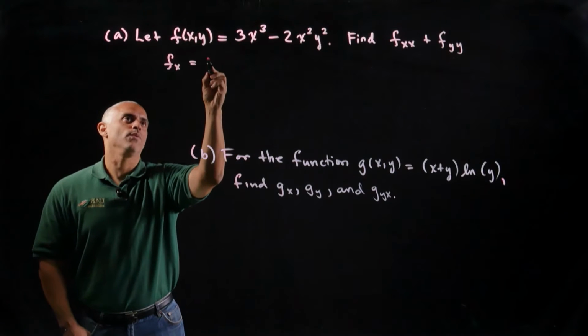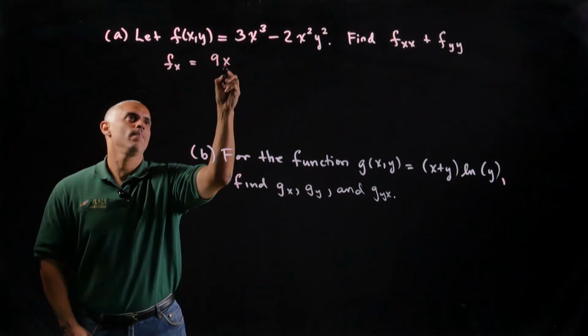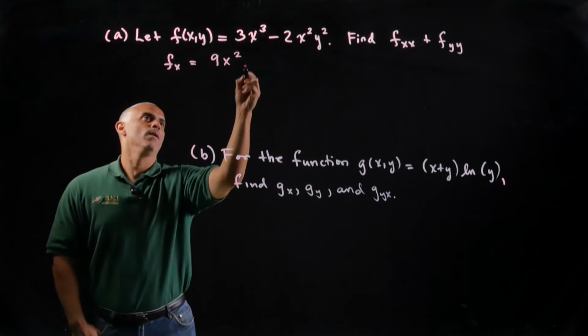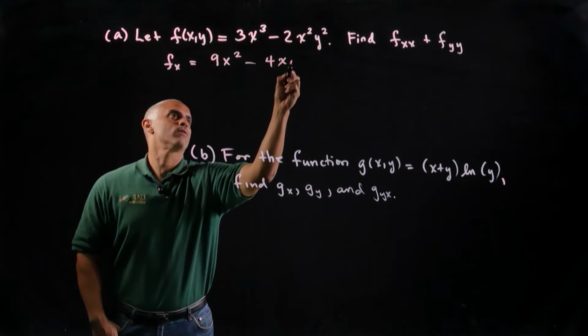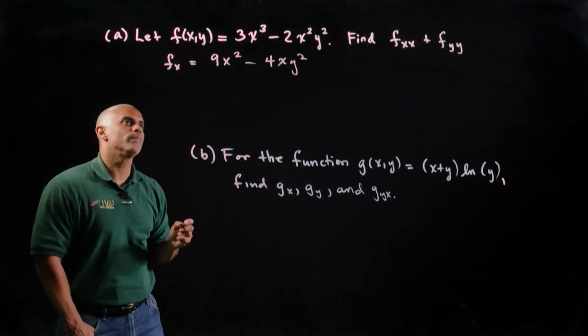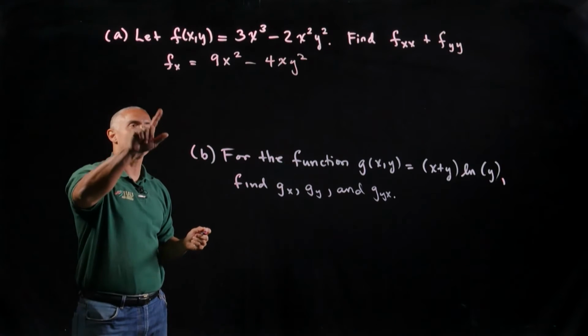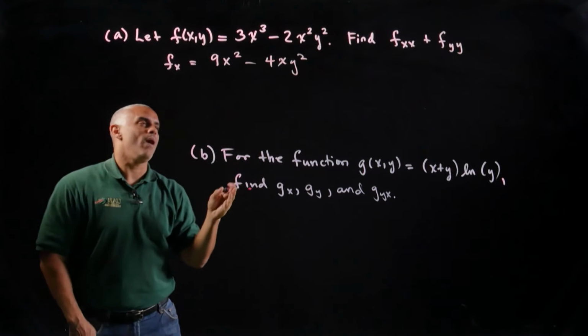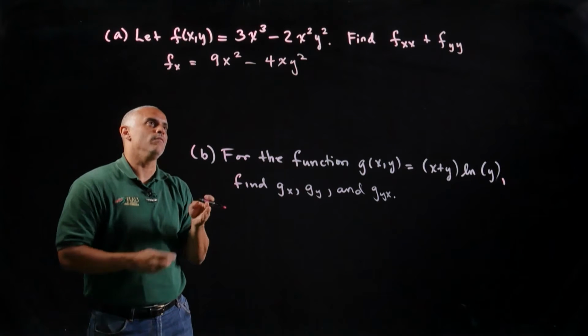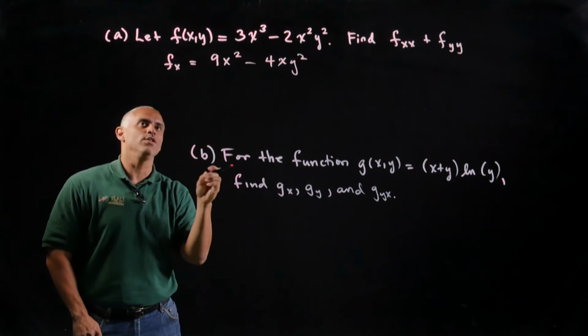All right, and 3 times 3 gives me a 9x squared. Minus 2 times 2 is a 4xy squared. So I just took the partial with respect to x, which holds our value of y fixed, or constant, as I only look at variation along x.